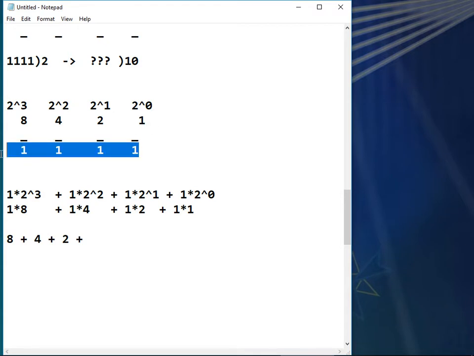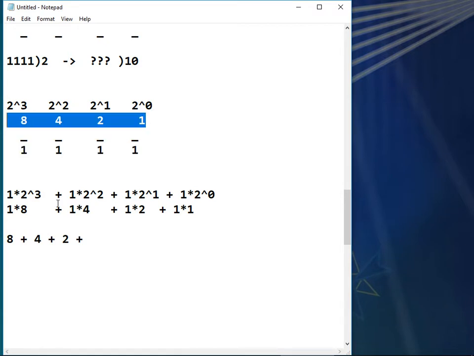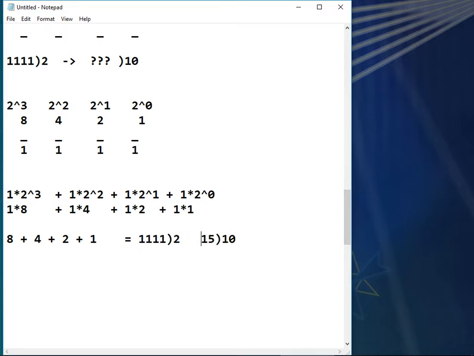All of those are lit up. All of those are on. So we have all of those numbers in it. And if we add them up, 8 plus a 4 plus a 2 plus a 1 is 15. So that means that 1, 1, 1, 1 in base 2 is equal to 15 in base 10.